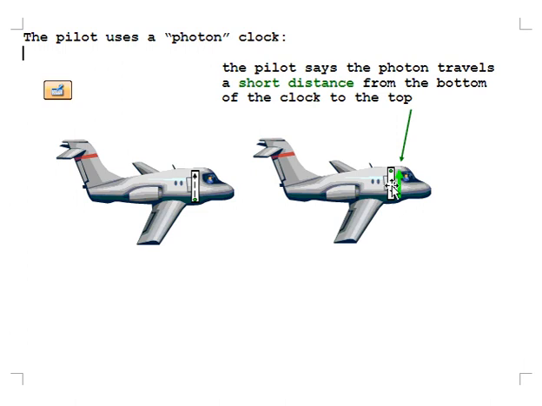So the pilot, as they're traveling above the ground, sees that little photon just bouncing up and down 1 meter at a time, right? 1 meter up, 1 meter down, 1 meter up, 1 meter down. So the pilot sees the photon travel a short distance, just from the bottom of the clock to the top, and back down to the bottom, and back up to the top. It's just sitting there, the little photon, up and down, because that pilot is not moving relative to the clock. So they just see the little photon bounce up and down in a straight line.